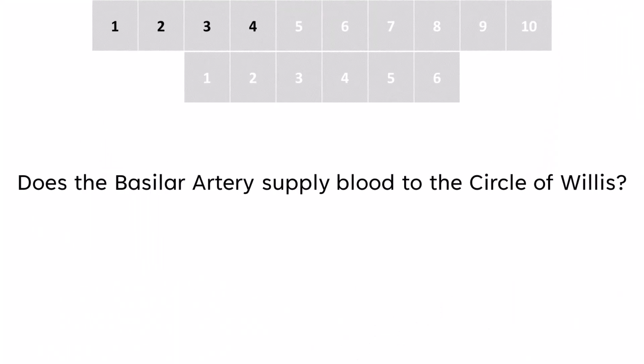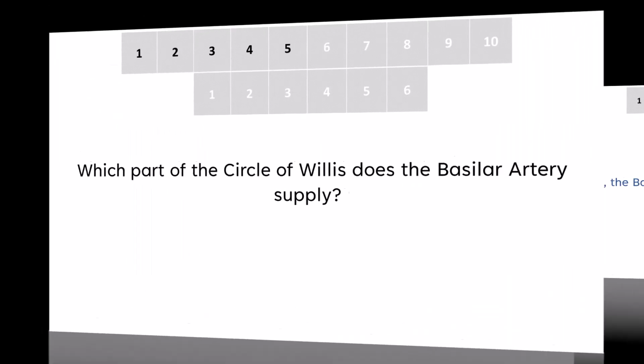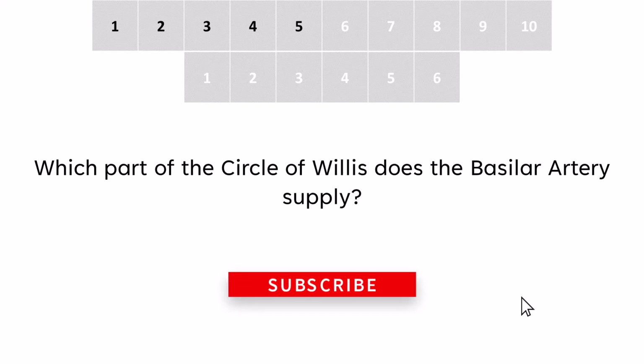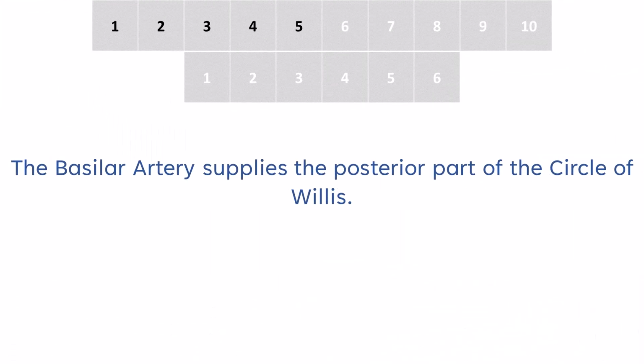Does the basilar artery supply blood to the Circle of Willis? Yes, the basilar artery supplies blood to the Circle of Willis. Which part of the Circle of Willis does the basilar artery supply? The basilar artery supplies the posterior part of the Circle of Willis.